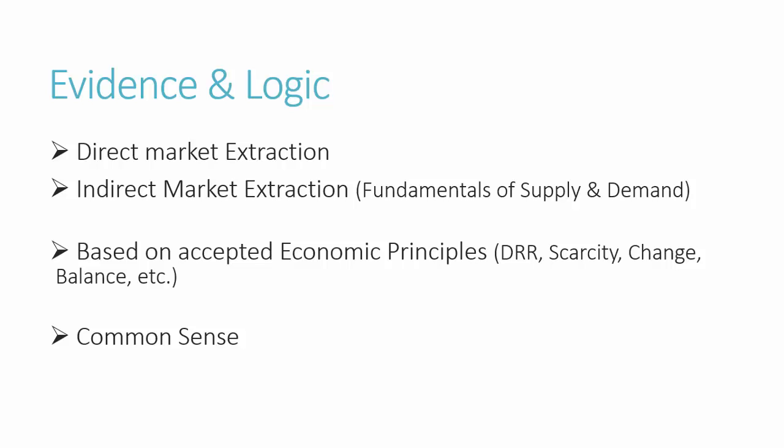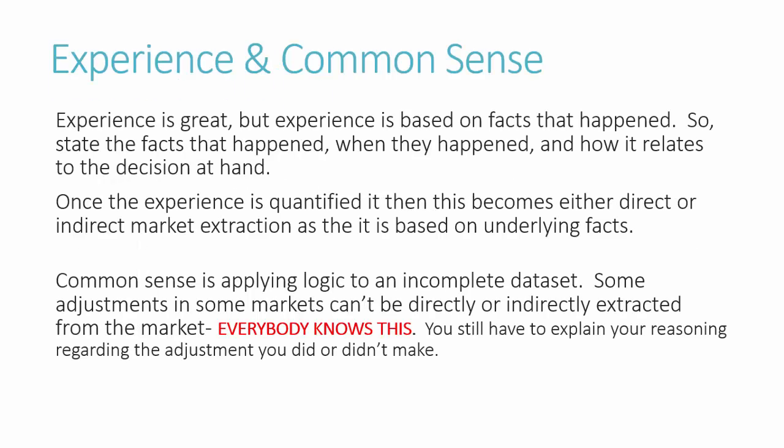So sometimes we try direct, we can't do it. We do indirect, we get a little bit of information, and then we also couple that with the logic of the accepted economic principles, and that's our evidence. Now, what about common sense? Common sense, I think, is acceptable when none of the others work.